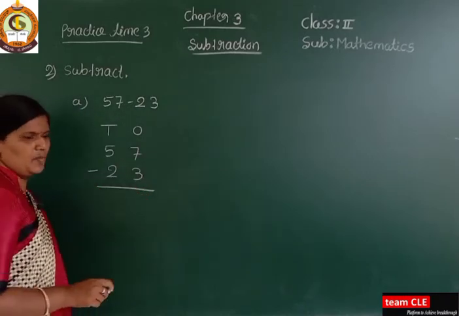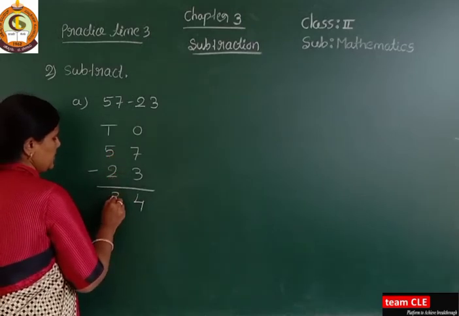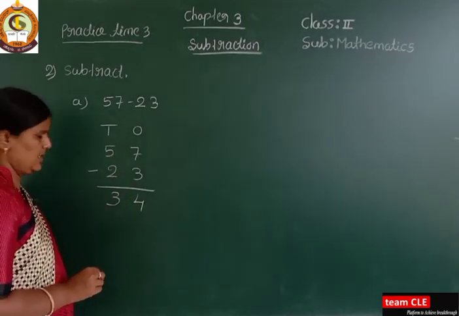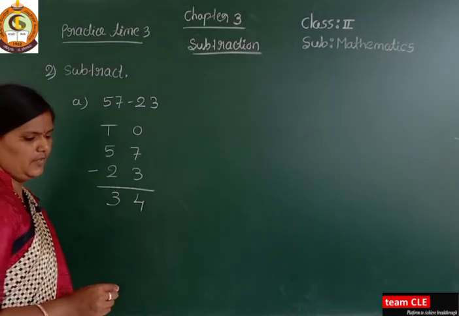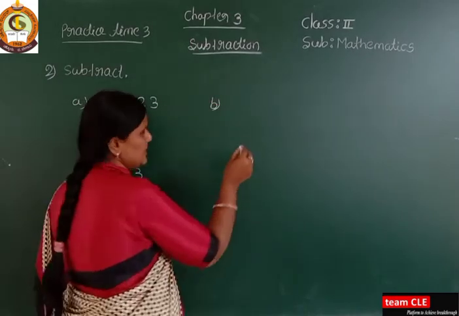7 minus 3 is how much? 7 minus 3 is 4. 5 minus 2 is how much? 5 minus 2 is 3. So the answer is 34.